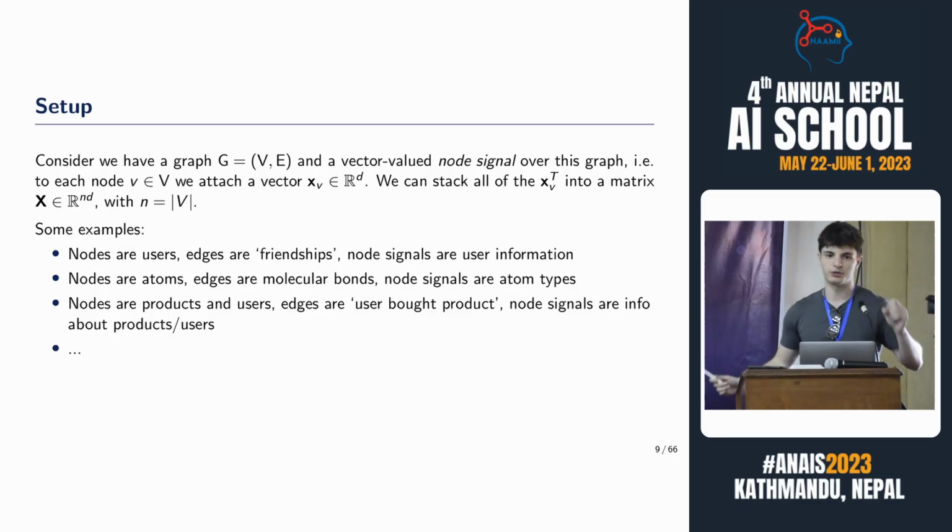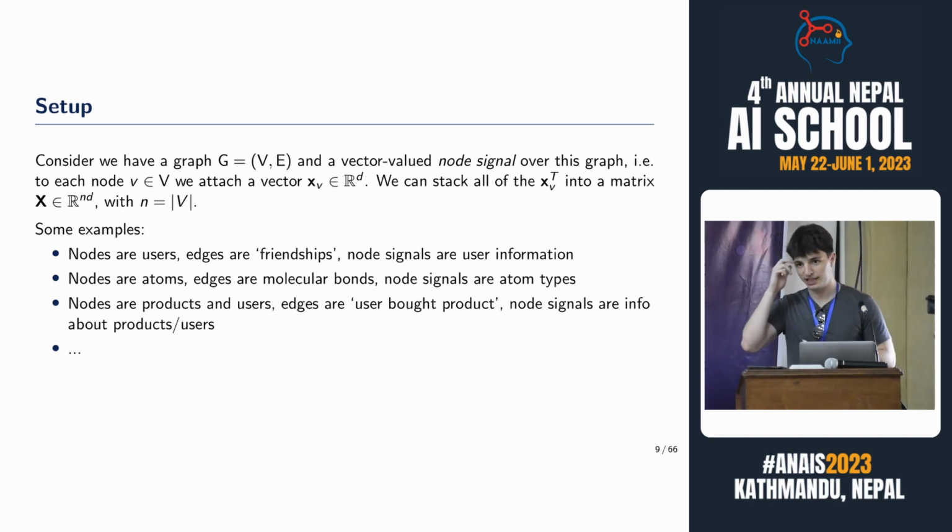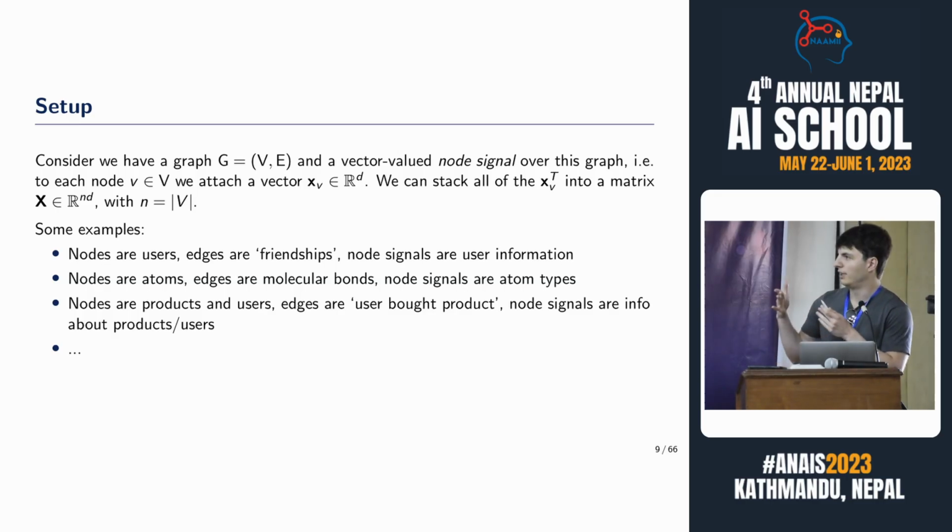So, for example, in social networks, the nodes will be the people in the social network, and the edges will be whether they're friends or something like this. And the signals will be information of the user, so how many friends they have, how old they are, things like this.